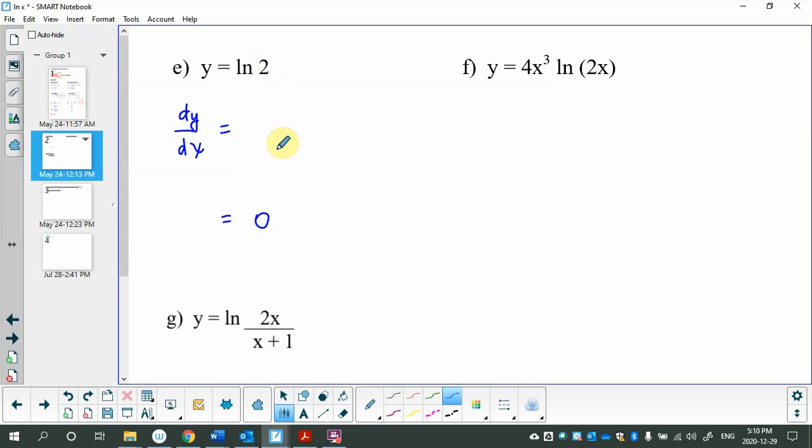That's why I left this room here. You can do 1 over what you're taking the ln of, and then take the derivative of what you're taking the ln of, which is 0, and 0 times anything is 0. So it'll still work out if you forget that ln 2 or ln of any number is a number. So here we get into the old rules, the basic rules of calculus. So this is a product rule question.